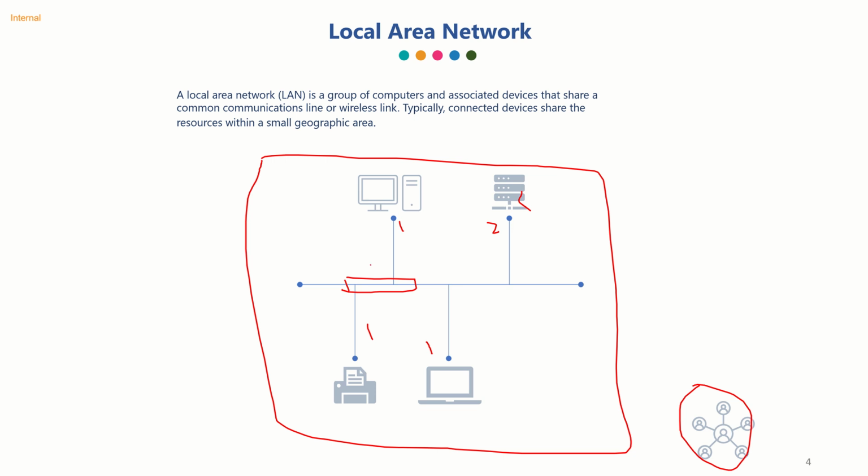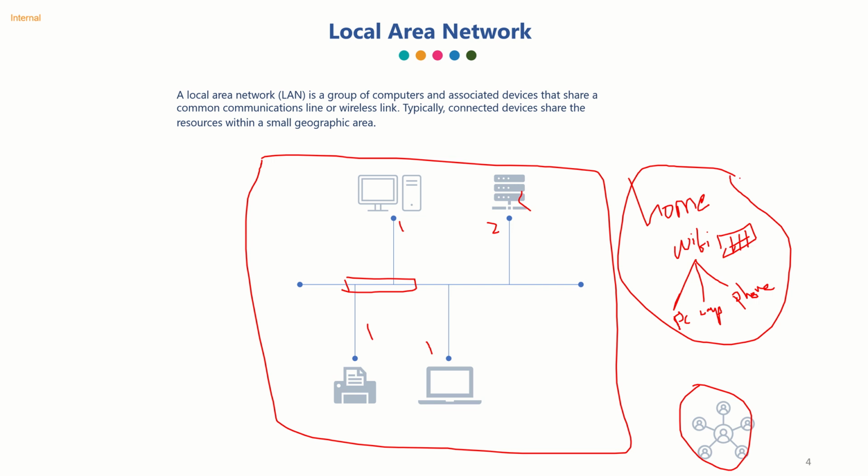One of the examples I can give you is your home network. In your home you have a Wi-Fi access point and everybody is connected to it, right? Or a small switch. For example, you have your PC, you have your laptop, and you have your phone. So by this you are forming your local area network. This is called LAN.